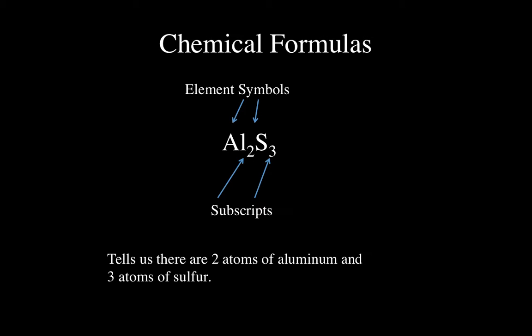So here we have a compound. It says Al2S3. If we were in English class, we would write, oh, I have 2 atoms of aluminum and 3 atoms of sulfur. It's a lot easier to go Al2S3. A chemist looks at that and automatically knows what's going on. So we put in the element symbols from the periodic table, and then sub means below, so subscripts are numbers written down low that tell us the number of atoms of each element.